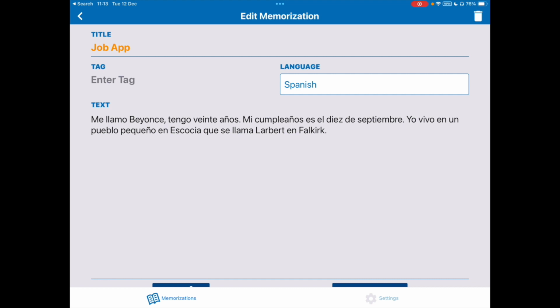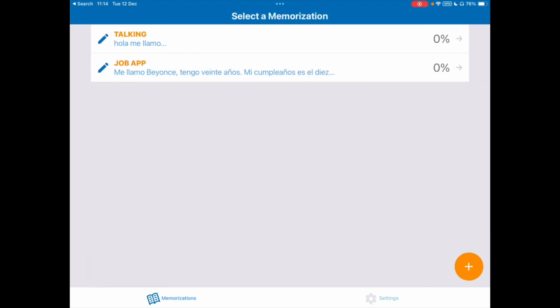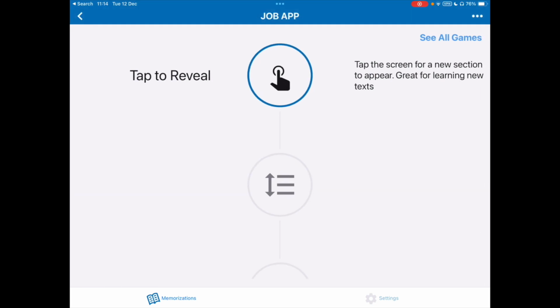It's really important that you don't put in too much text at once. So if it was your job app, you would maybe only put in one paragraph at a time. And when you were confident with that paragraph, you would add in a second. Or if it was directed writing, you would add in a bullet point that you were working on, and then you could add in a second. Okay, once you have in all the things that you need, you just slide down and hit save, and you can see my job app is waiting there for me, and it then takes me to the game screen.